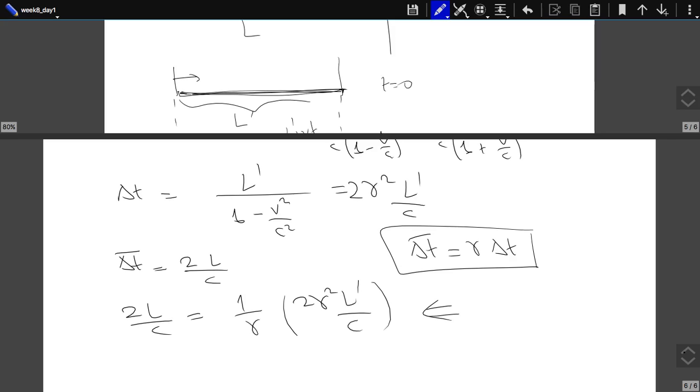No, the L is the length at the rest frame. L is its rest length. So that is why I have 2L over c. L prime is its length in the reference frame in which it is moving.